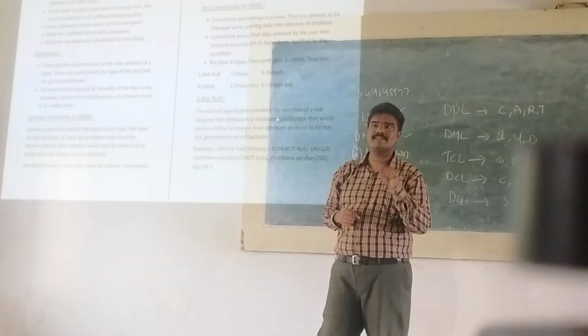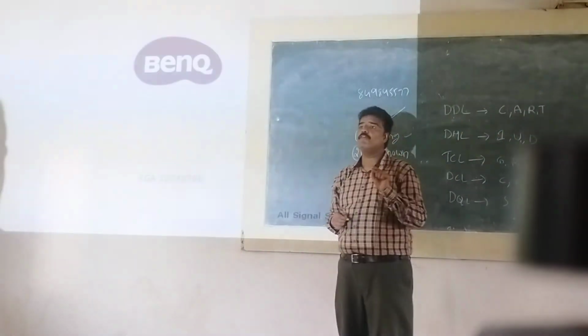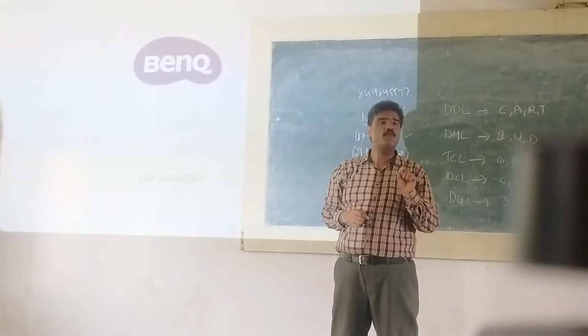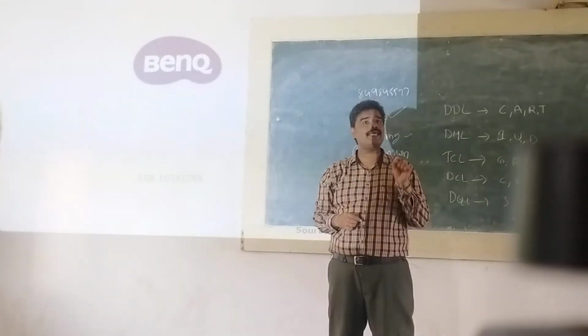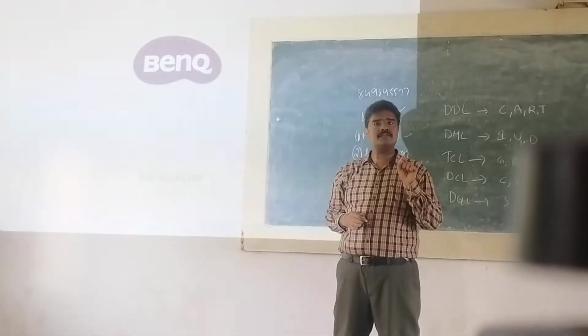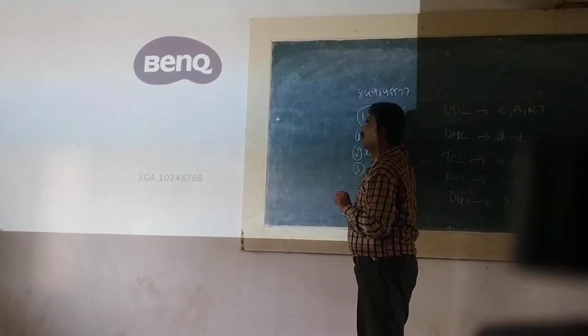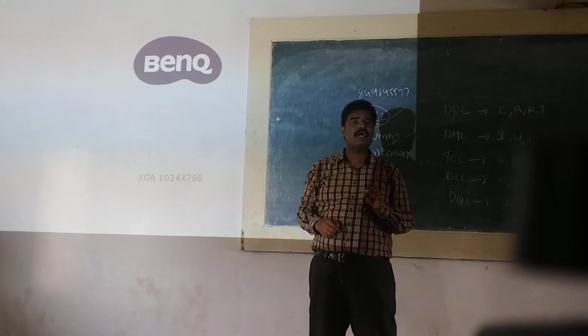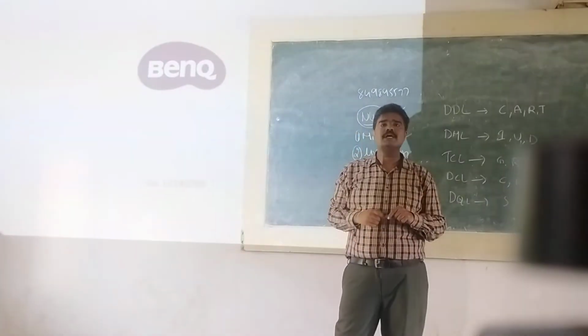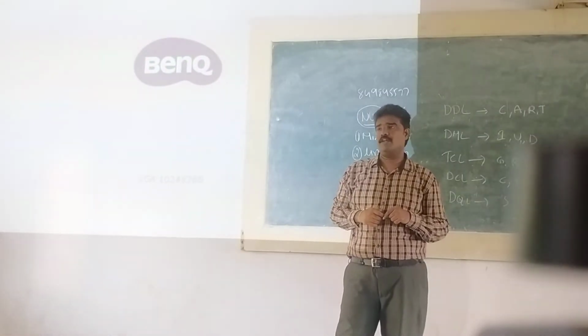Meaning the data is there, but it's not valid. So we can call that incomplete data. Again, in this particular incomplete data also, we are going to use the null value. Okay, this is about the importance of null value.